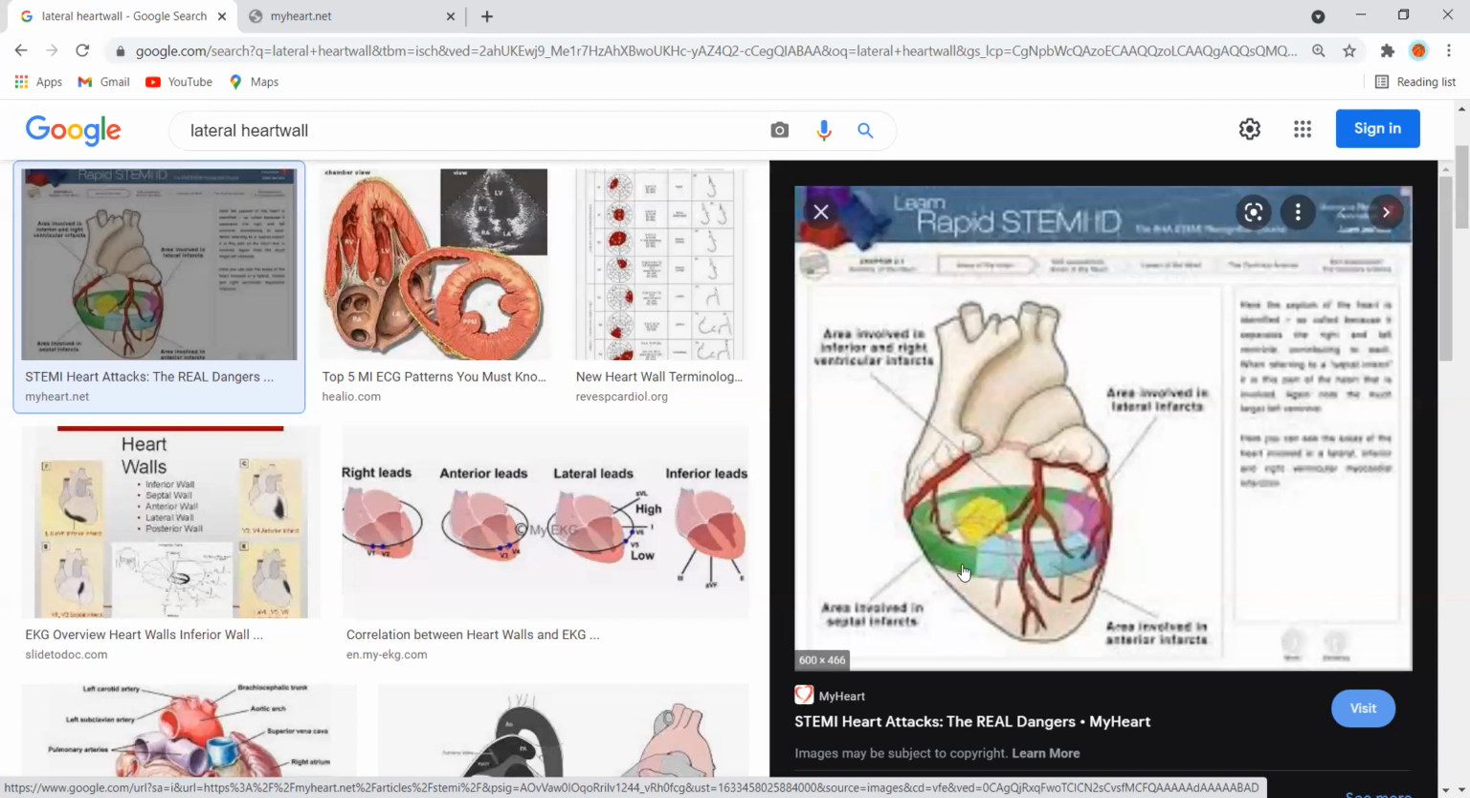Yes. So again, which axis will be deviated, towards the right side or toward the left side? In which direction will the current flow? From the area which is depolarized first to the area which is depolarized later. So in left ventricular hypertrophy, axis will be deviated towards which side? Left side. Excellent.